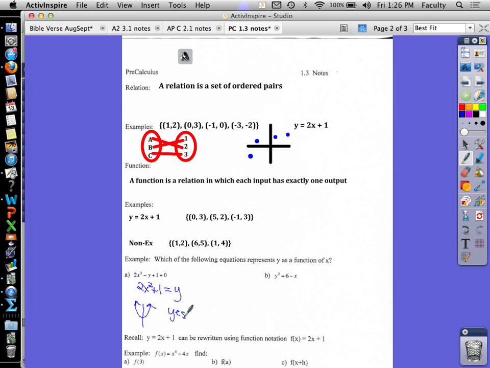Rachel, what do you think about B? I said no. You said no. Okay, why do you think it's no? Well, because if you took the square root, I didn't think you could have a square root in a function. Okay, we can have a square root, but you do have to be careful that it's y equals plus or minus the square root of 6 minus x.